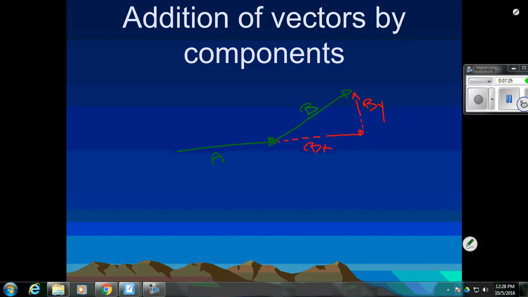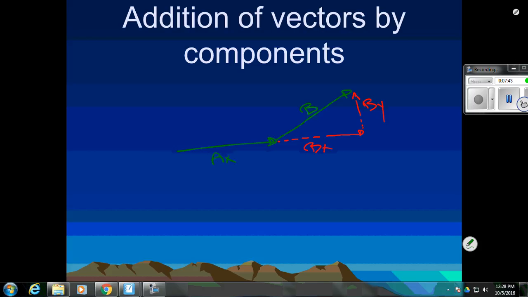Vector A is all x, A sub y is 0, right? And now I can just add up the x's and add up the y's, and I'll have two vectors that are then mutually perpendicular, and I use trigonometry and Pythagoras to solve. Okay? So this is one of the ways we deal with vectors that are not perpendicular to each other.